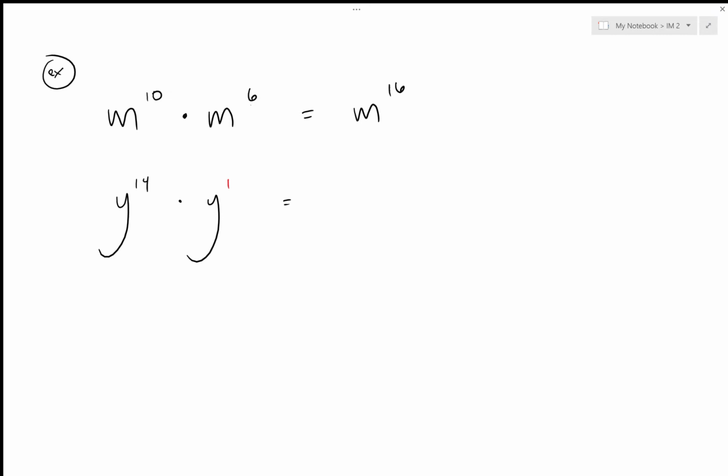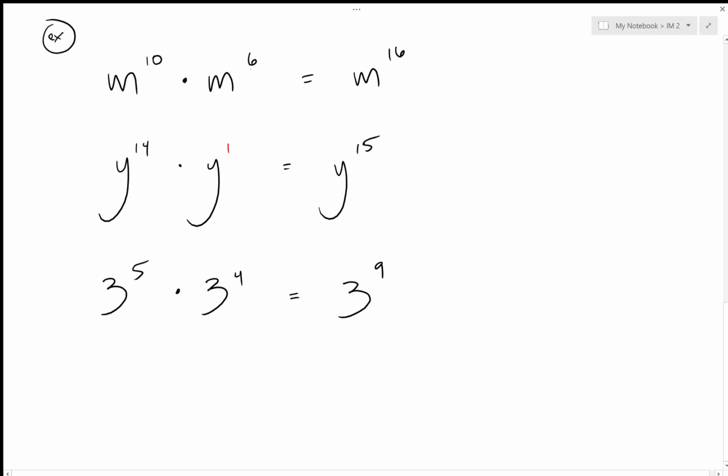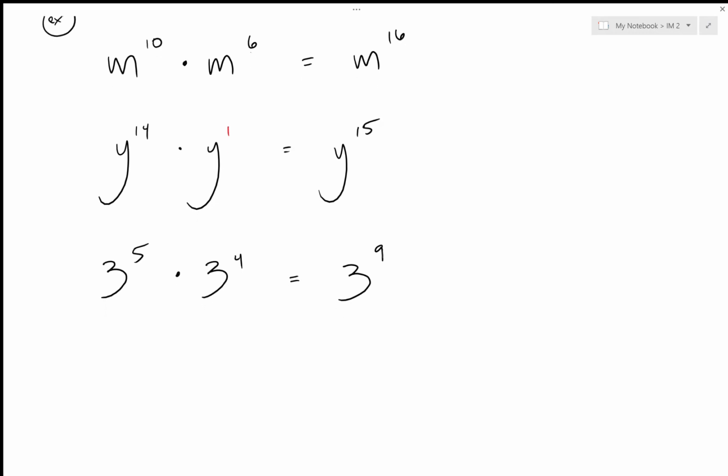So now we know what to do. They have the same base, so we'll write the base, and now we add the exponents. 14 and 1 make 15. And we can do the same thing even if the base is a number. Let's say we had 3 to the 5 times 3 to the 4. They have the same base. That base is 3. We're being multiplied, so we add the exponents, 3 to the 9. And that's actually something we can take onto the calculator and find out, 3 to the 9th power.